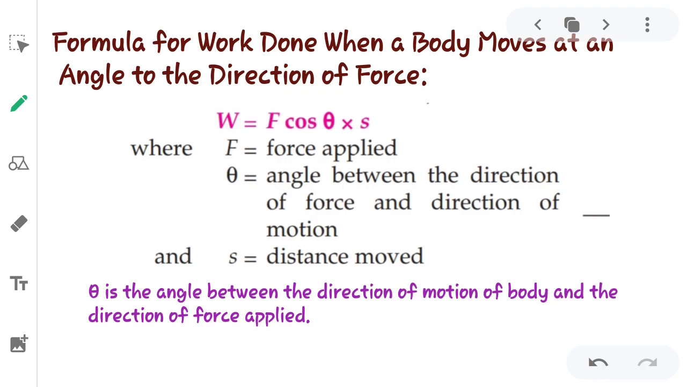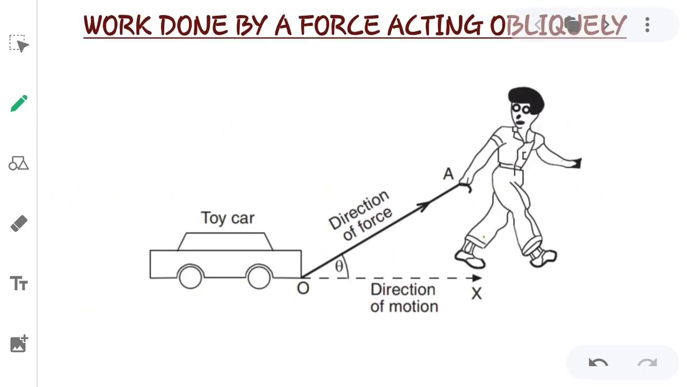When we talk about theta, theta is the angle between the direction of motion of the body and the direction of applied force. Look at this picture; here you can see where theta is. The value of theta can be anything, like 60 degree, 45 degree, 30 degree, 90 degree. So we will have to calculate the work done with the help of this theta, because theta is working along with the force.